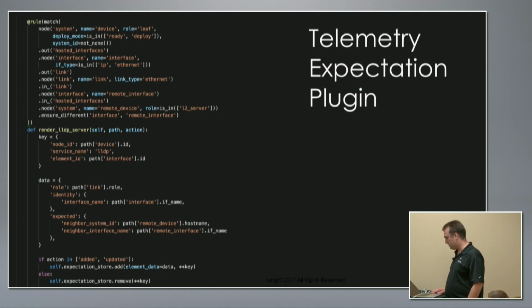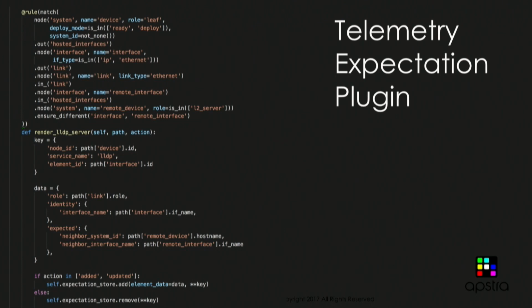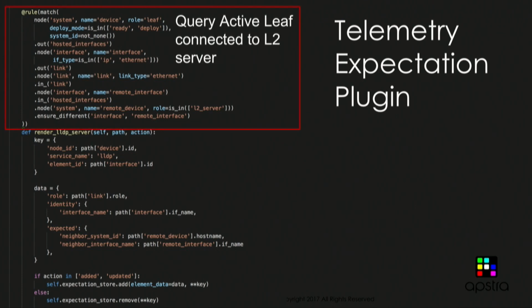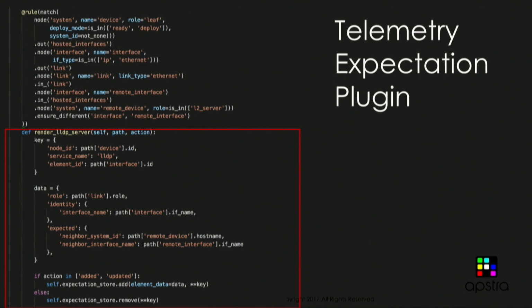The code for that looks like this, and that's really a live query. First we create this query, and basically with this Python decorator, I subscribe to the graph, and my query here says, I want to subscribe to all the leaves that are active and that are connected to layer 2 servers. That's what this query means. And every time something changes in this path, I will be able to create my expectations and build a dictionary and put that in my expectation store.